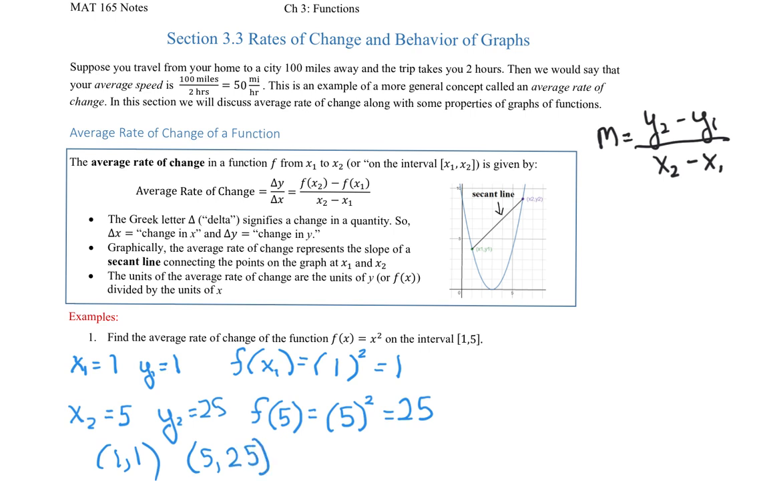From here, we can plug this into our slope formula, which is y2 minus y1 over x2 minus x1. But from now on, we're going to use f of x2 minus f of x1 over x2 minus x1. I just wanted to show you that these are the same. One's just written in function notation. So our average rate of change is 6.